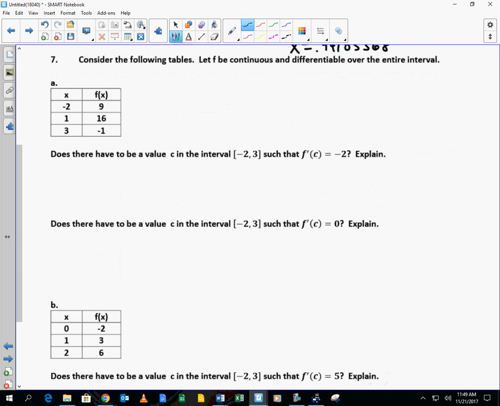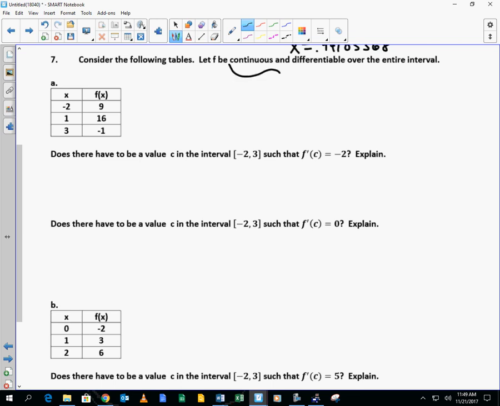This is what you're going to be expected to do on your homework assignment today. And people definitely struggled with this first hour or second hour, but we weren't paying attention very well. But you guys are paying excellent attention, so I'm sure we'll get it. It says consider the following tables. Let f be continuous and differentiable over the interval. What does it mean to be continuous? Right? Not lifting up the pencil. Differentiable, no corners or vertical tangents or stuff like that. Very good. So it's a nicely behaving function.